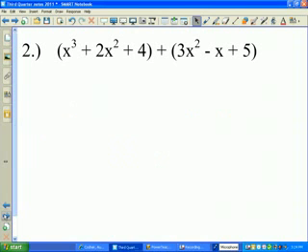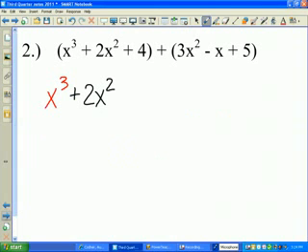Okay? Number 2. x cubed plus 2x squared plus 4 plus 3x squared minus x plus 5. So, we need to get our like terms. But what's my highest degree? Hopefully you said that cube is my highest degree. So, let's write that down. Are there any other cubes up there? No, there aren't. So the next degree should be what? Should be x squared. Okay, because we're going to do it in descending order.